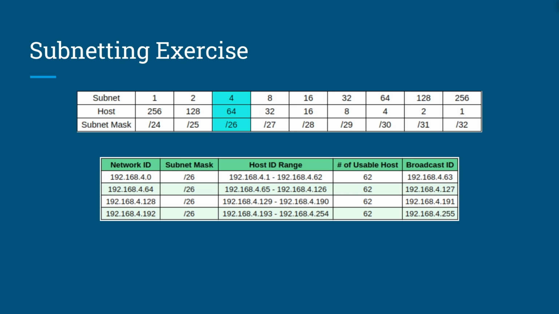The host ID range is simply the range of hosts that are between the network ID and the broadcast ID. For the first row, the range is 192.168.4.1 to 192.168.4.62, then 192.168.4.65 to 192.168.4.126, then 129, 190, and then 193 to 254. Easy, right? Try to redo this exercise with another requirement in order to make sure that you got it.